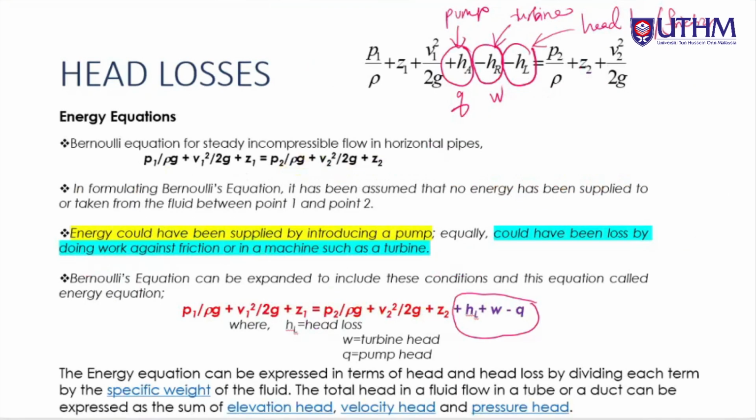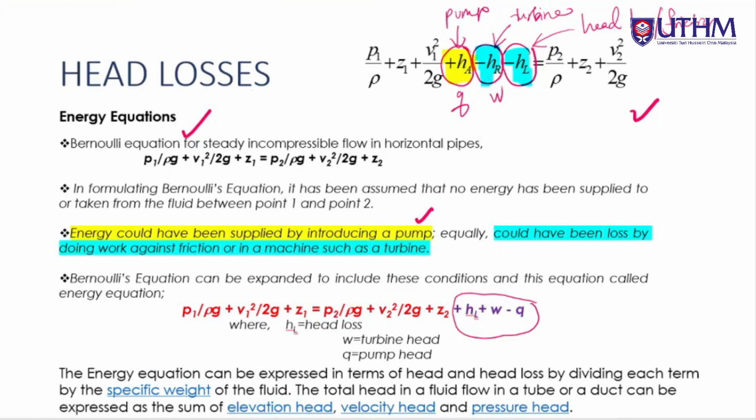Okay. So, macam saya mention tadi, kita akan guna Bernoulli equation or energy equation in order to calculate the losses. Kan, yang ni pun yang saya dah tunjuk tadi. Okay, so energy could have been supplied by introducing a pump. Kan, bila kita introduce pump, kita actually supply the energy, which is the HA yang kita apply tadi. And equally could have been lost by doing work against friction or in a machine such as a turbine. So, yang ni dengan yang ni adalah losses dia. So, kita combine semua ni untuk capai the head losses lah.